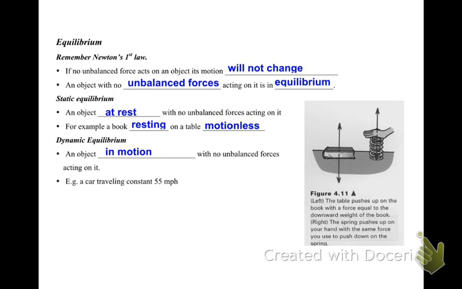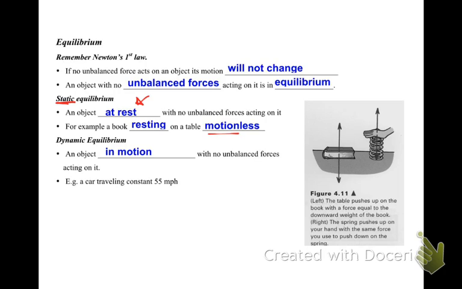Static equilibrium, when something is undergoing static motion, that object is said to be at rest. So if something is in static equilibrium, that object is at rest with no unbalanced forces acting on it. For example, you sitting in a chair or a book resting on a table. This is a little redundant, motionless, yes. But a book resting on a table, that would be an example of static equilibrium.